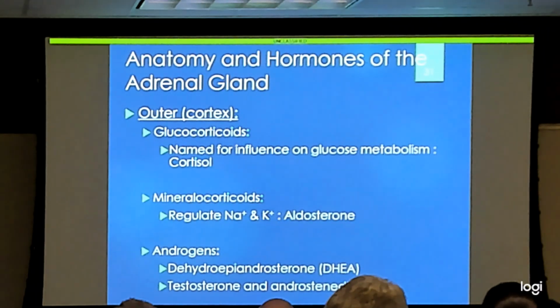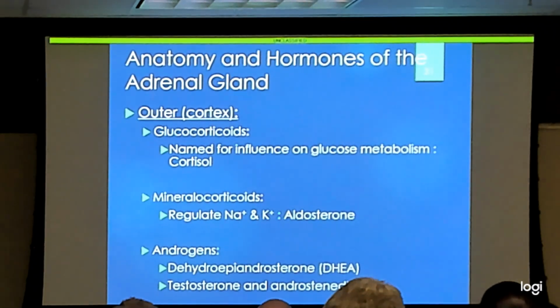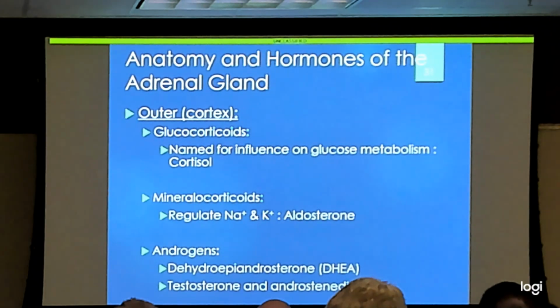Mineralocorticoids, let's talk about that. Aldosterone regulates potassium balance, which is what it's supposed to do. And then the androgens, we're going to save for the end. We'll talk about it tomorrow at the end. We'll talk about CAH, where you see an effect on that. It's a congenital condition, so you're born with it. We'll talk about what that looks like tomorrow.